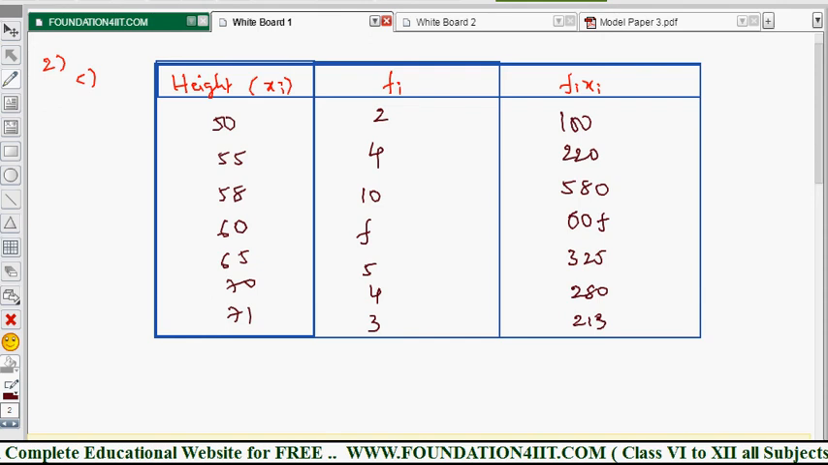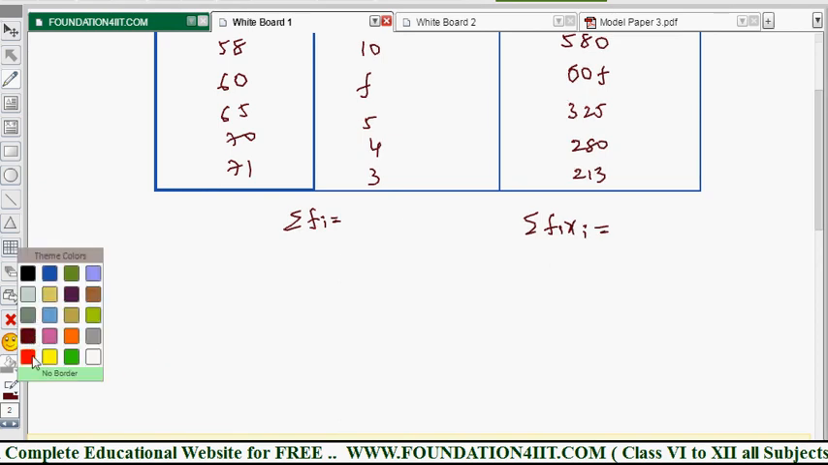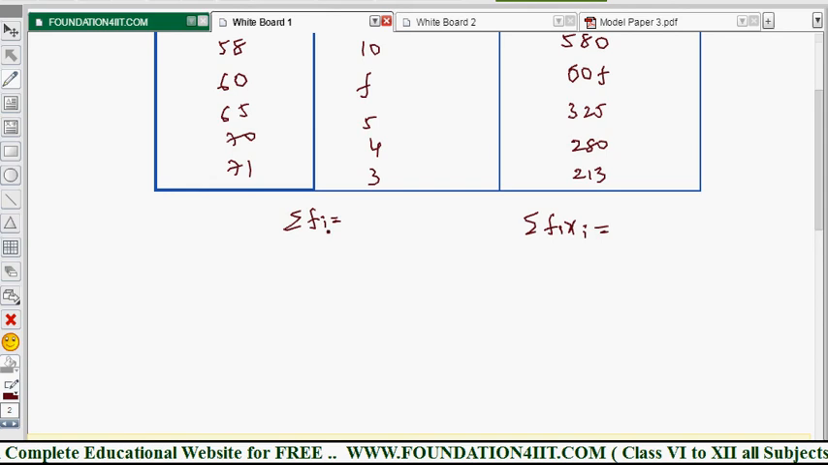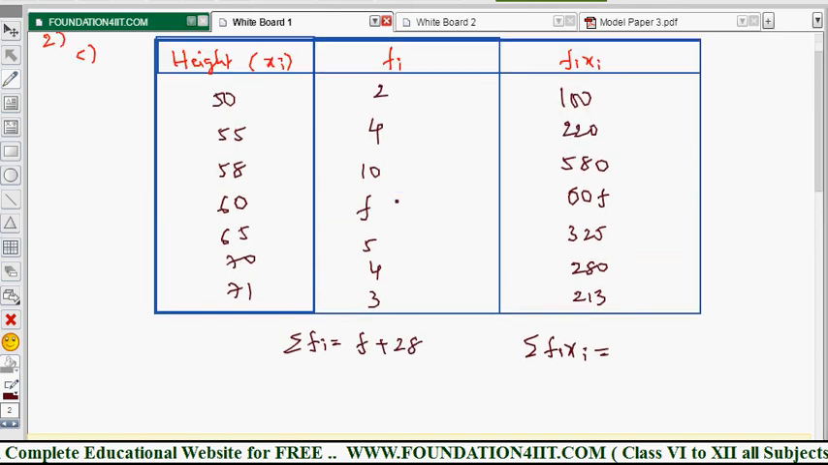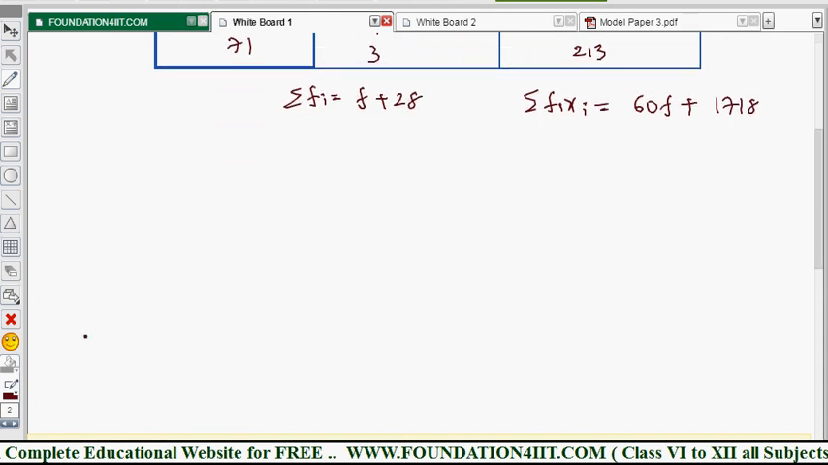Right, now just apply the mean formula. We need sigma fi and sigma fi xi. Except f, if you add the remaining numbers, we get 28. So sigma fi is f plus 28. And here, except 60f, adding the remaining numbers we get 1718. Now both of these apply in the mean formula.